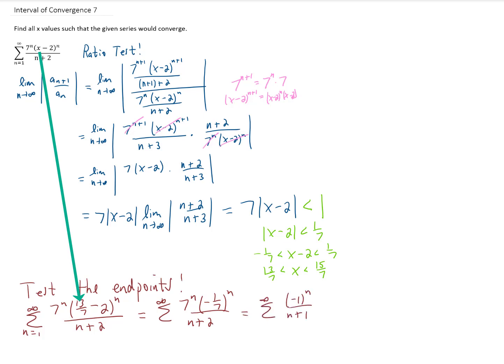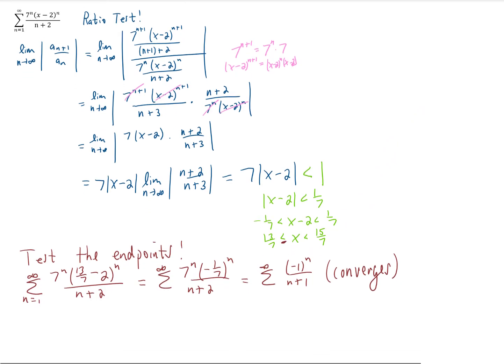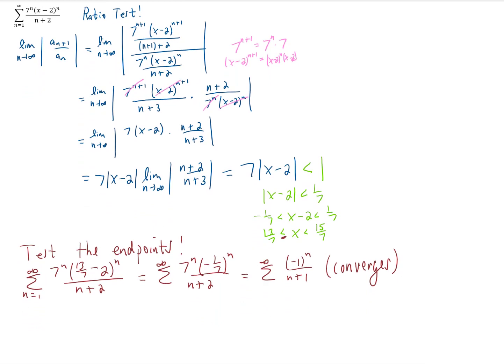Plugging in x equals 13/7 gives us a series that ultimately reduces down to an alternating series, and the term inside this alternating series does go to 0, so we do get convergence. Because our series converges at x equals 13/7, I'm going to put an equal sign right here on our interval of convergence, and just one more step, we're going to test the other endpoint.